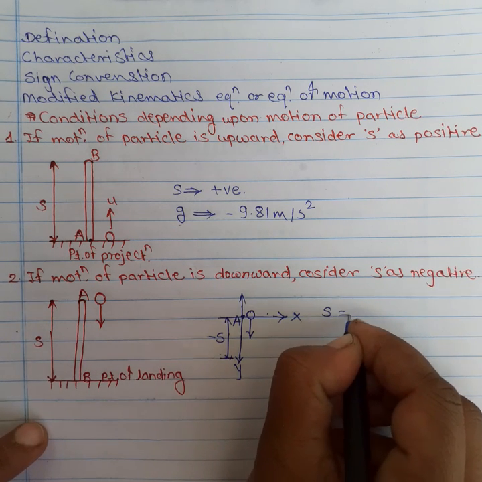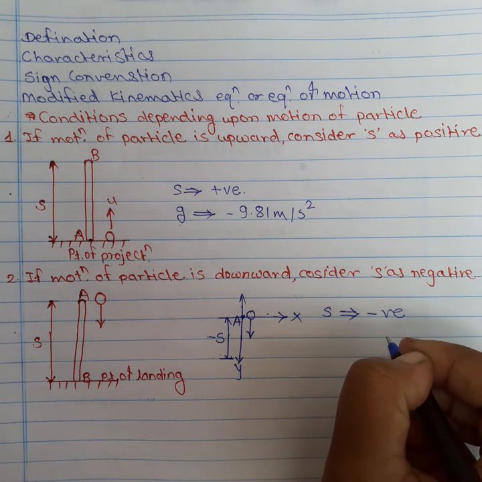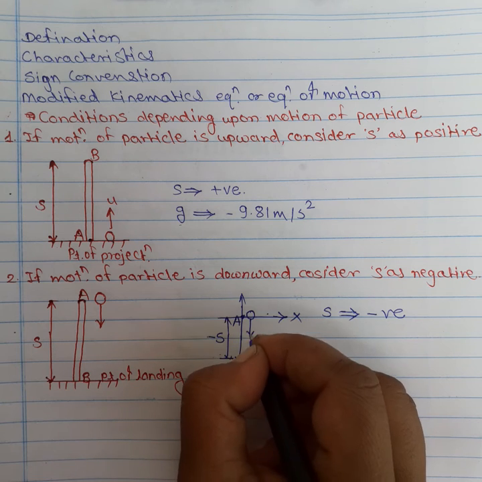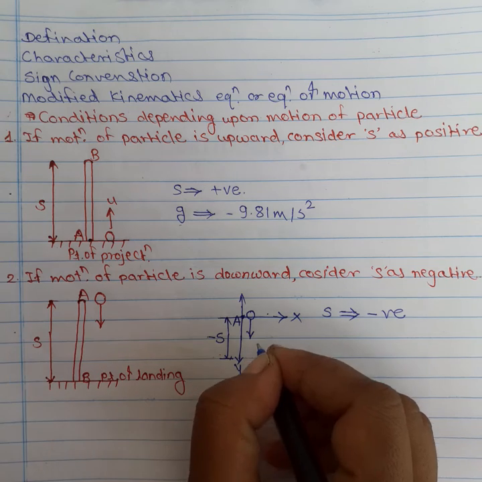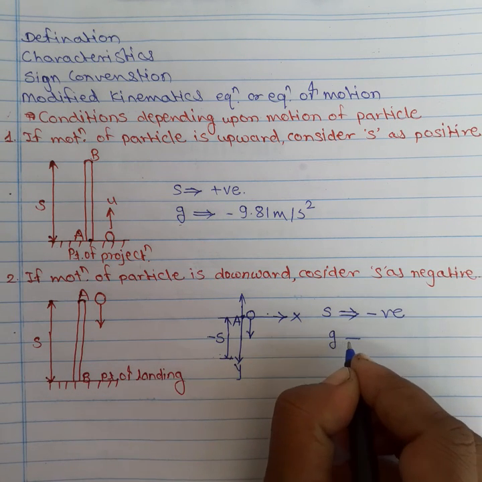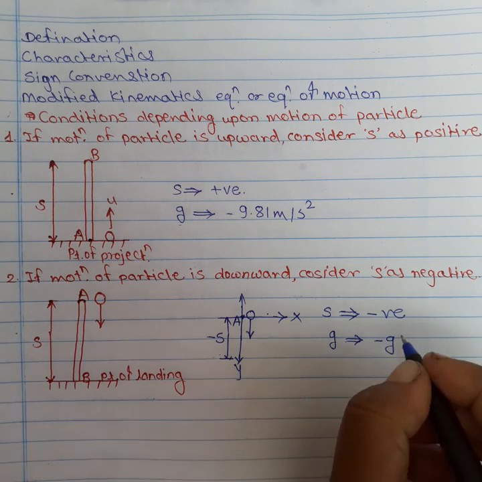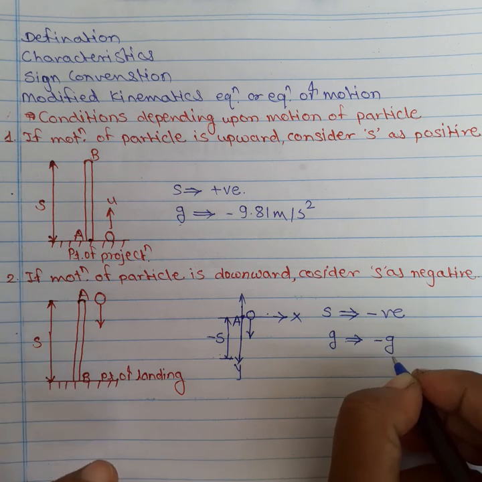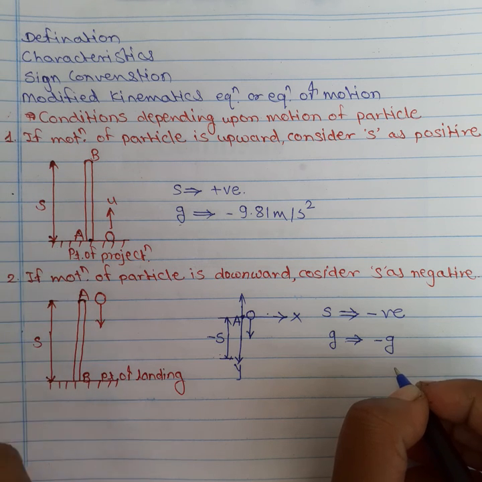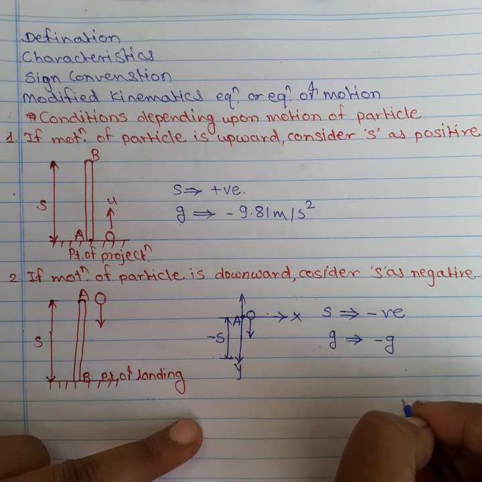The displacement is negative when the particle moves vertically downward. Here also g is negative, because the gravitational force always acts downward, or pushes the object in the downward direction, whether it is thrown upward or downward.